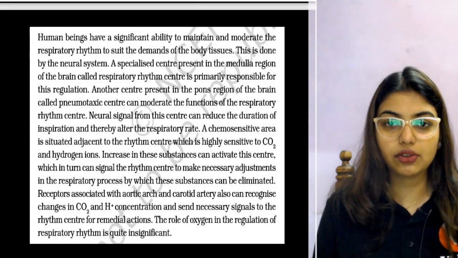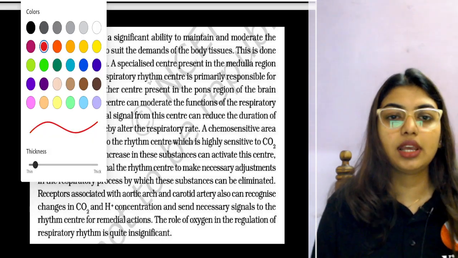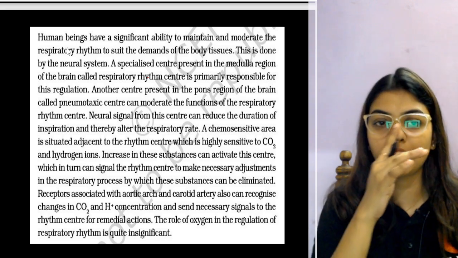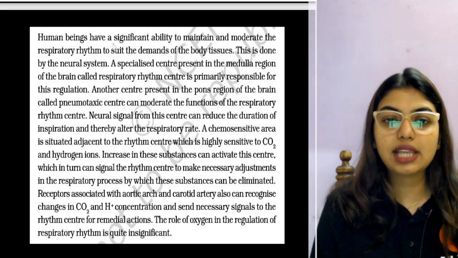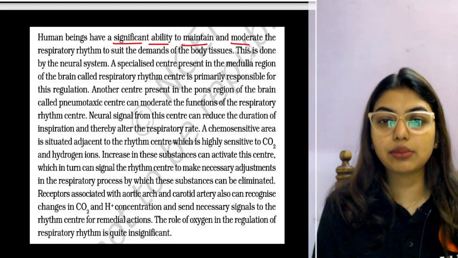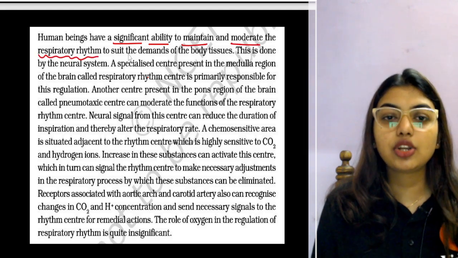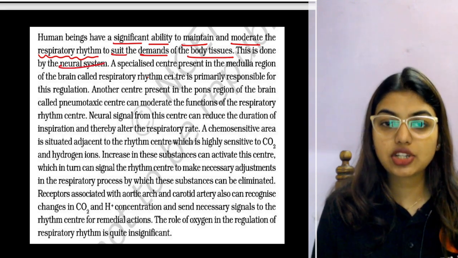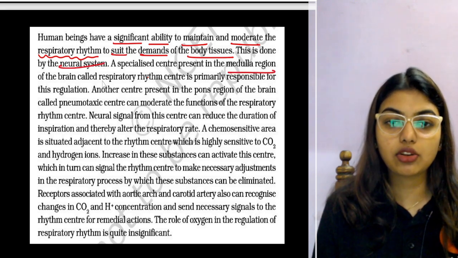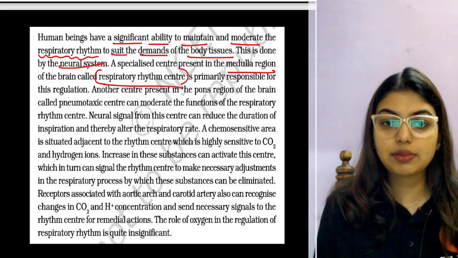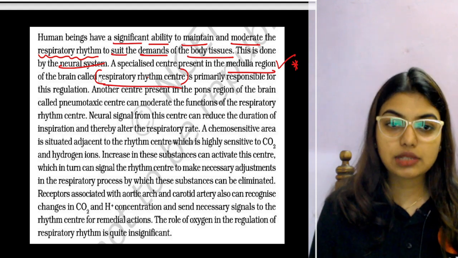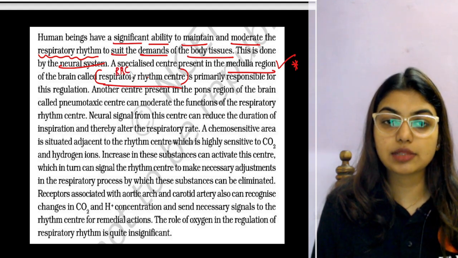Now we'll come to the end of this topic. We have just 2 topics left. Now look here. Who is controlling this respiration, or who is controlling the whole of it? That is what you have to see. Human beings have a significant ability to maintain and moderate the respiratory rhythm to suit the demands of the body tissues. This is done by the neural system, a specialized center present in the medulla region of the brain called the respiratory rhythm center. Where is it present? In the medulla region. So whenever we study the function of the medulla, we say it helps in breathing. That is because of the RRC, the respiratory rhythm center, which is primarily responsible for this regulation.